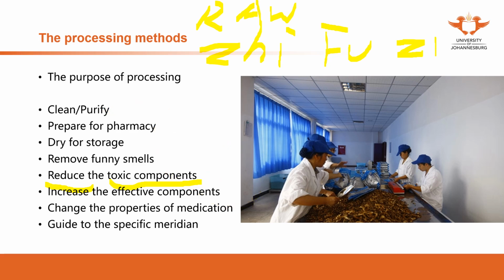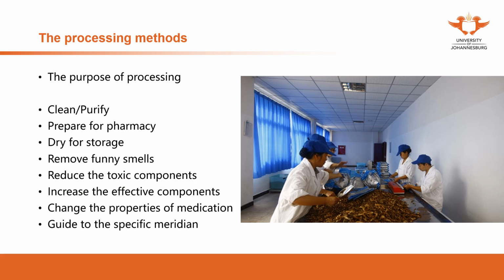So we will use 制麸质. And in this situation, the purpose of processing foods is to reduce the toxic components, to increase the effective components, to change the property of medication. Some herbs, we're going to have an example in the next slides for changing the properties of medication.